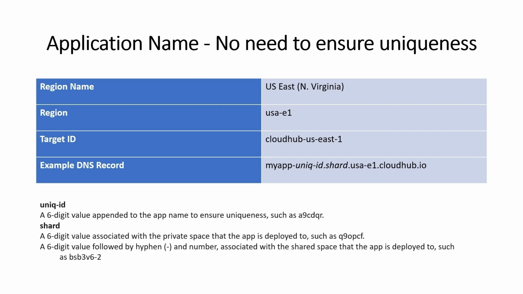So if we are deploying the application named my name, the DNS record becomes my name dash unique ID, that is the ID that is generated by CloudHub for the application, the unique 6-digit ID, and then it appends dot shard. The shard associated with the private space or the shared space. And in case of shared space, it also appends the hyphen and the number, which is the number of the shared space in a region. Then it appends the region, and at the end it's the domain name .cloudhub.io.